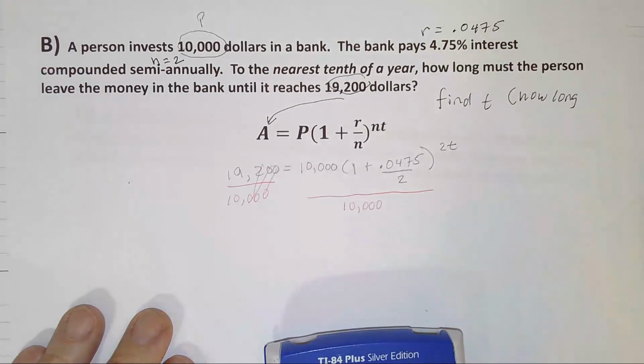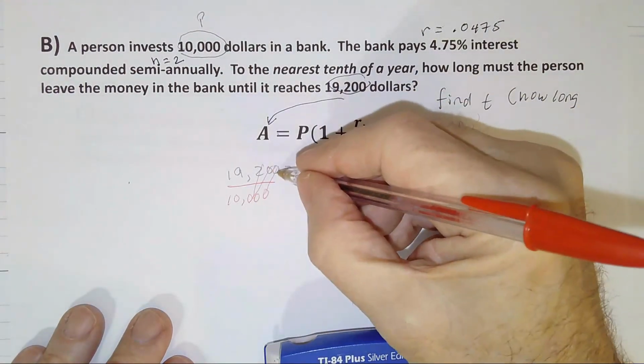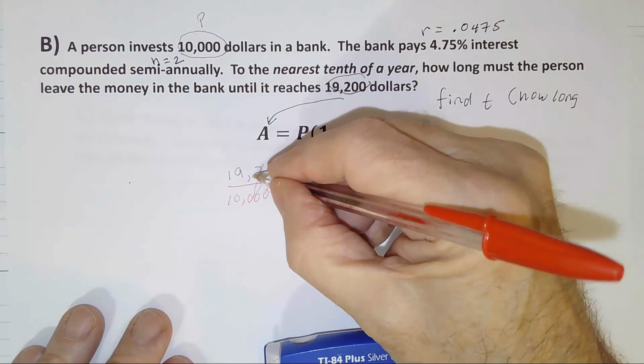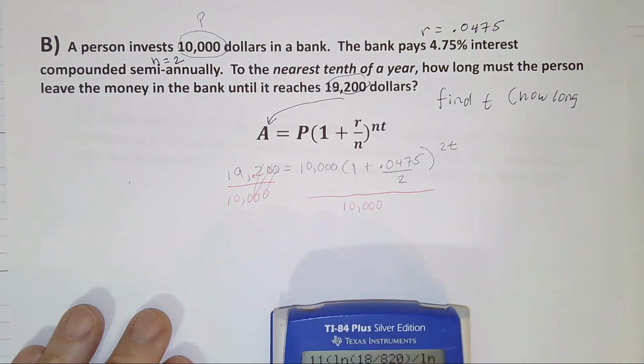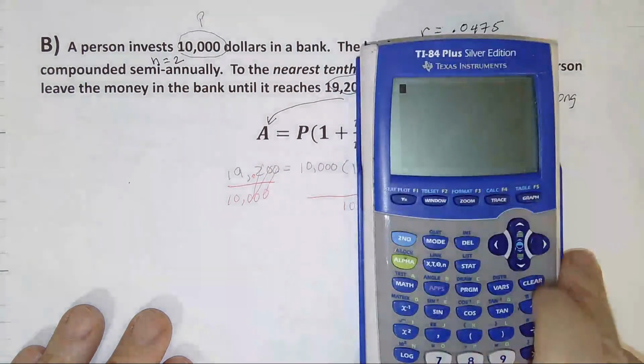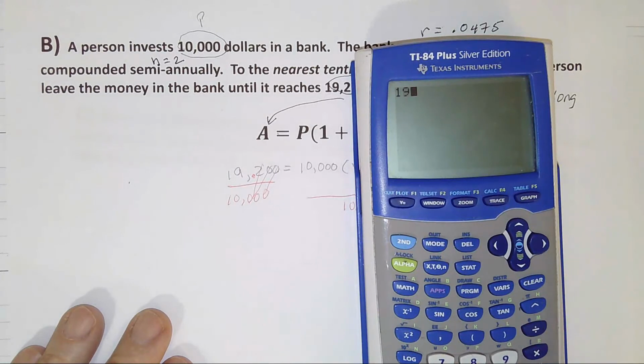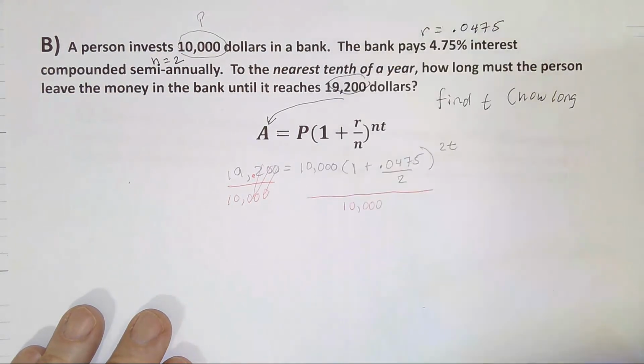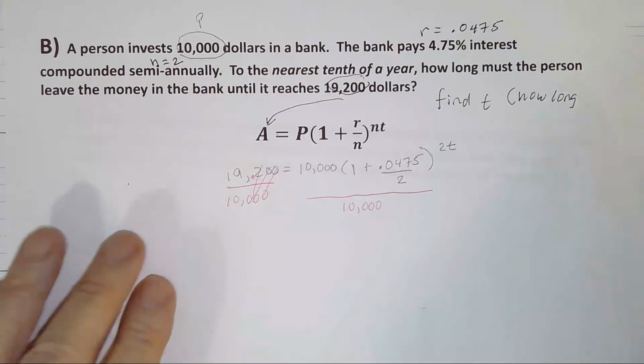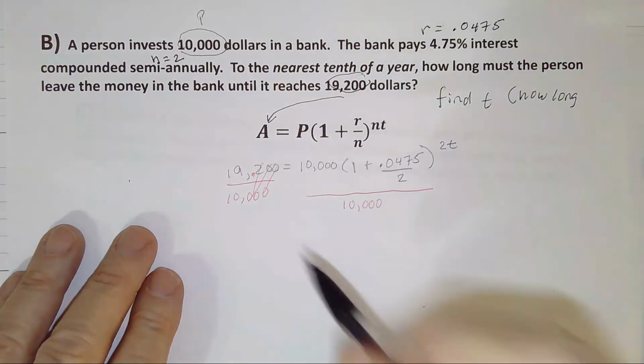So I got 3 zeros, and I move the decimal point over here to here. All right, so let's just show it here. 19,200 divided by 10,000, enter, and you get 1.92. Okay. Now, so this is 1.92.